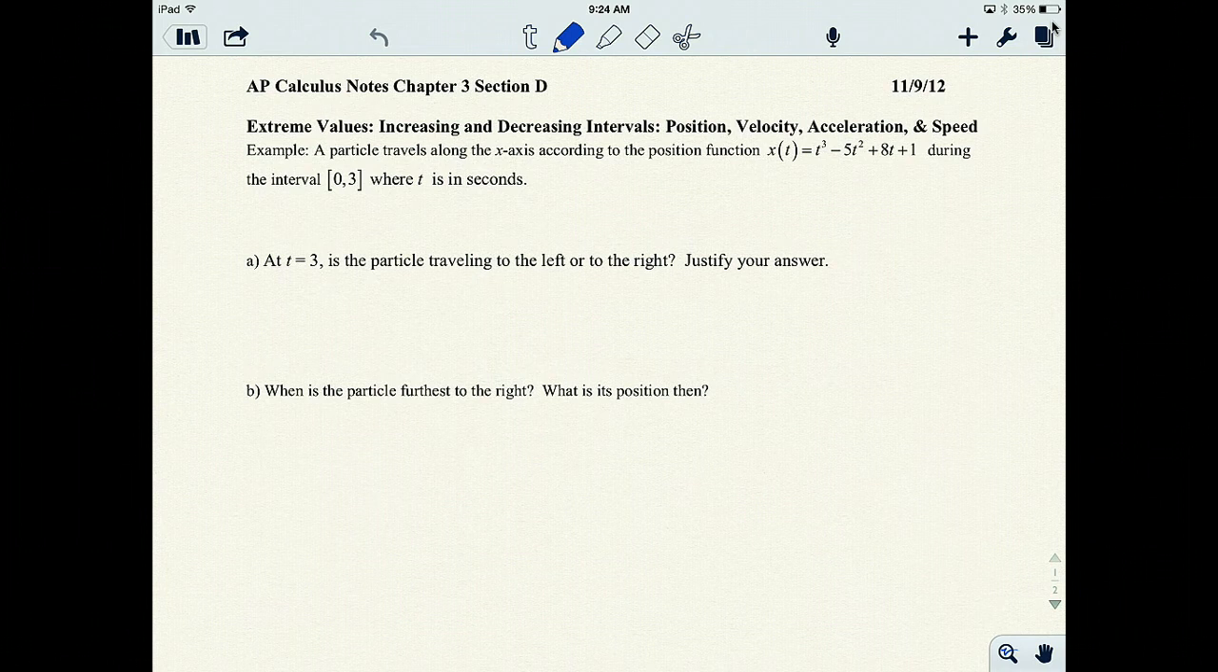So this particular example says a particle travels along the x-axis with the position function x(t) equals t to the third power minus 5t squared plus 8t plus 1, and the interval is from 0 to 3. So first of all, it says, is the particle traveling left to right at t equals 3?